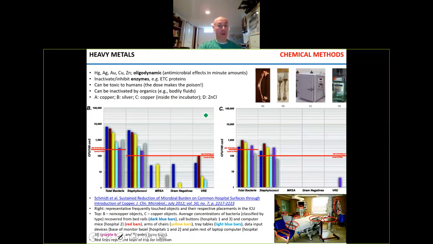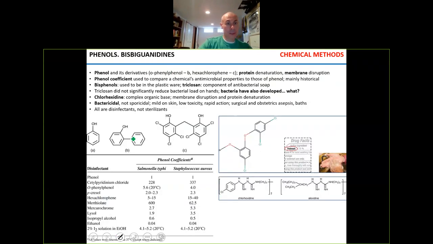Okay. Heavy metals. You need to know the term oligodynamic. It means that they work in really, really small amounts, and you need to know the mechanism. They are disinfecting. For phenols, know the mechanism; chlorhexidines, fine.